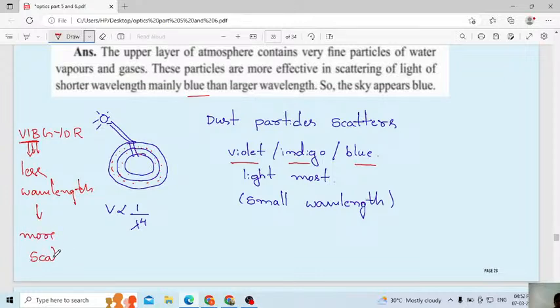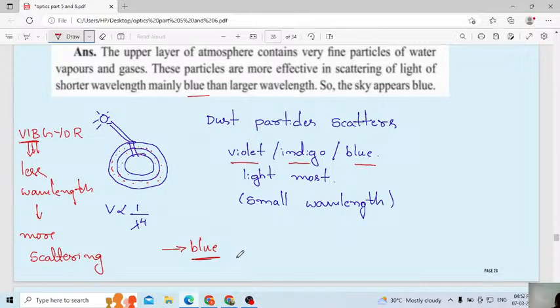Correct? Because of the more scattering of violet, indigo, blue, all three merge, and then the sky appears blue in color. Understood? Why does the sky appear blue? Because the scattering of violet, indigo, blue color, because of the small wavelength, takes place.